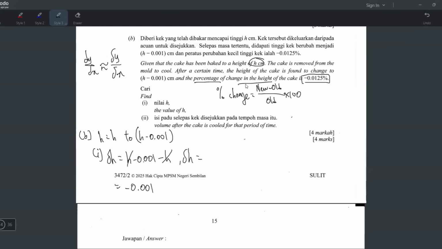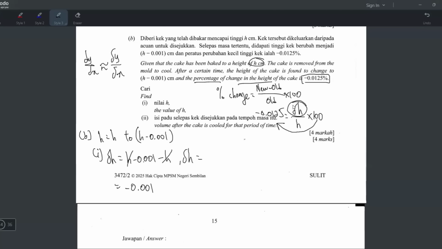Okay, but anyways, I did explain about the percentage change formula. So this is the formula, and when you're talking about percentage change in height, when you take the new minus old, you are getting the small change in height. So what you are taking is delta h over the old h times 100 to get the percentage change, negative 0.0125. So if you find delta h from here, it will be negative 0.0125 times 100, so divide by 100, and then times h.